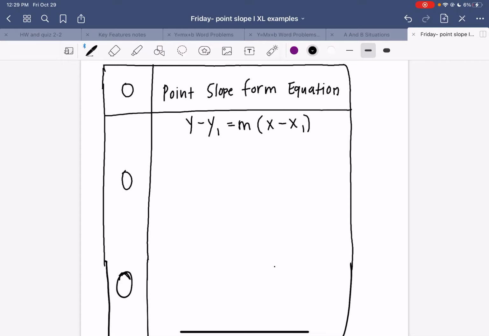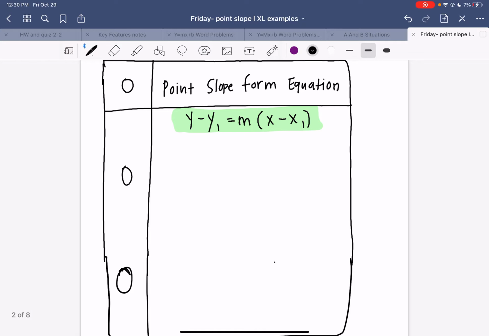Alright, today we're going to be talking about the point-slope form equation, and it is written as follows. y minus y1 equals m(x minus x1). So what we're going to talk about for just a moment is what each of those letters in this equation mean.